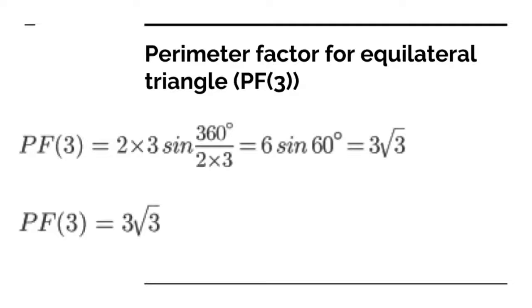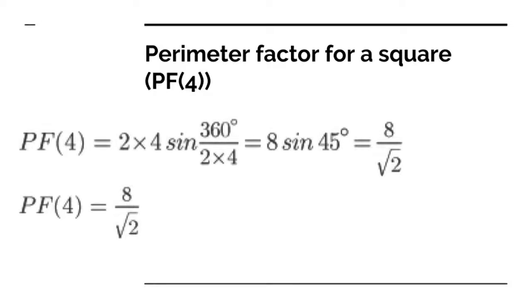Perimeter factor for equilateral triangle PF3. We substitute 3 for n and get the perimeter factor as 3 root 3. Perimeter factor for square PF4. We substitute 4 for n and get the perimeter factor as 8 by root 2.